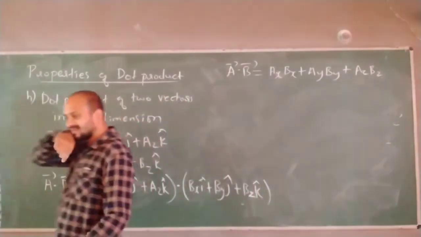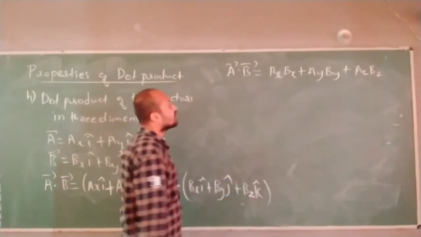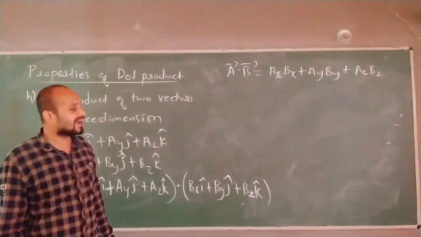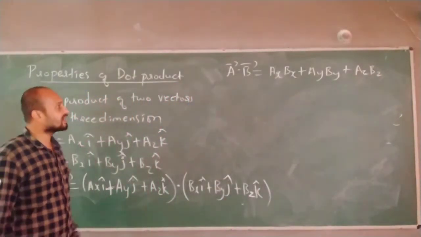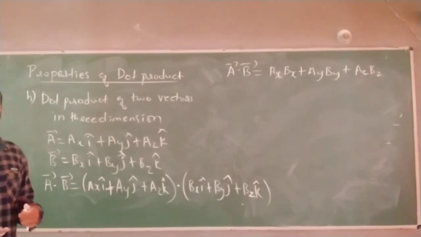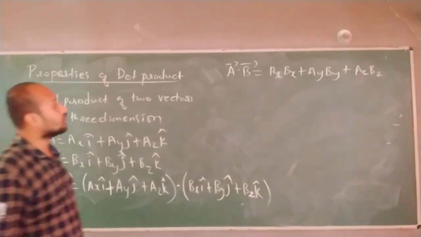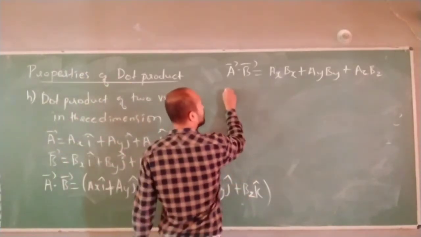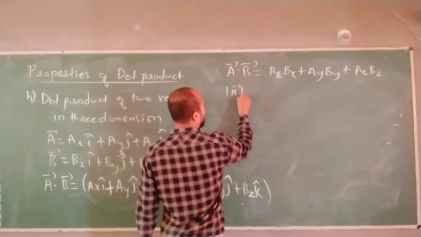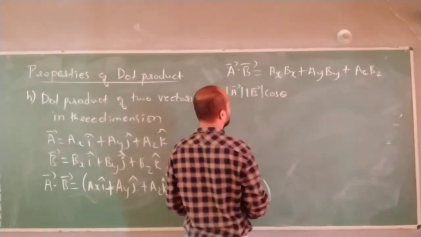AZ BZ. Correct now? So this is the dot product of A dot B in this case: AX BX along the x axis, AY BY. If you equate this equal to AB cos theta, what are you going to get? This is the mod of A into mod of B into cos theta. Correct now? Yes or no?